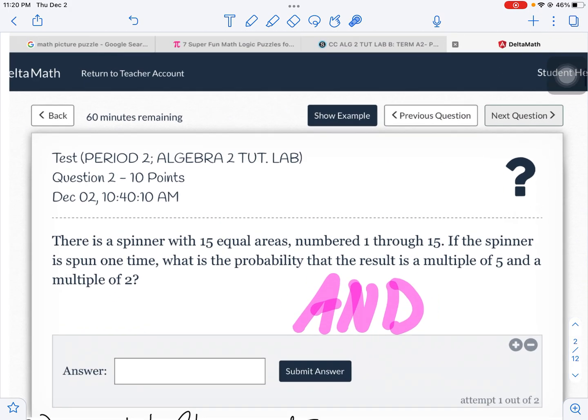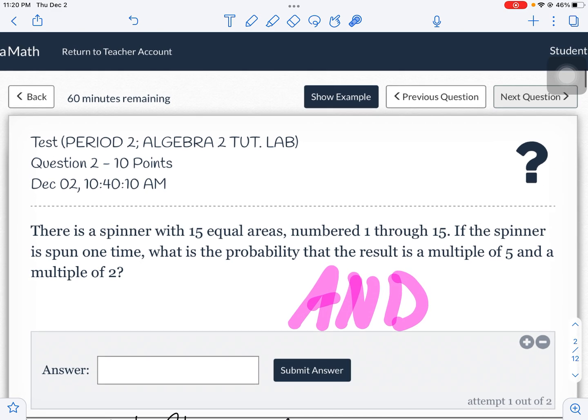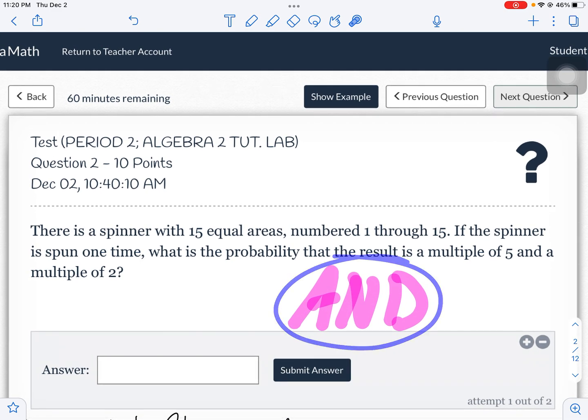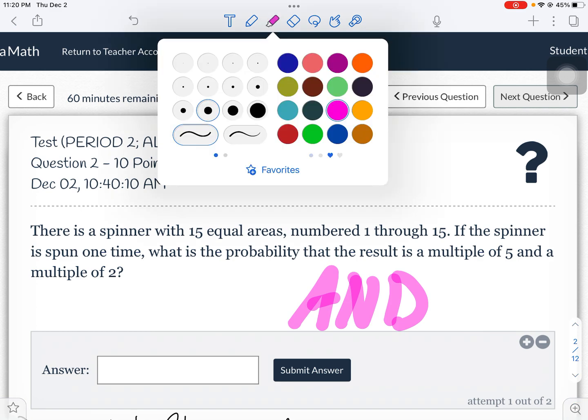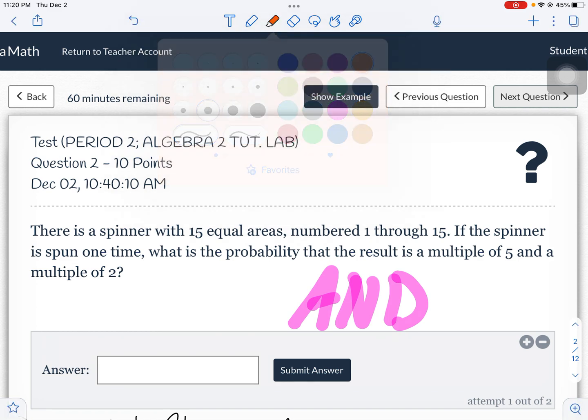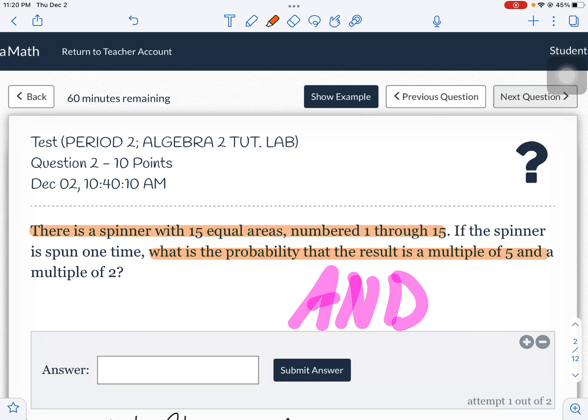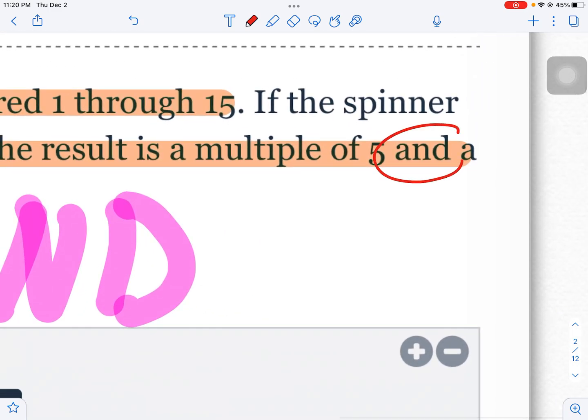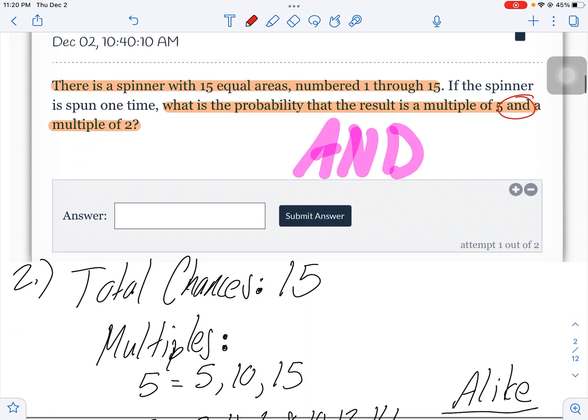All right, number 2 is an and problem, as you can see here. So I'm going to point that out when we go over the notes here. There is a spinner with 15 equal areas, numbered 1 through 15. If the spinner is spun one time, what is the probability that the result is a multiple of 5 and a multiple of 2? Emphasis on the word and. This is why this is an and problem.